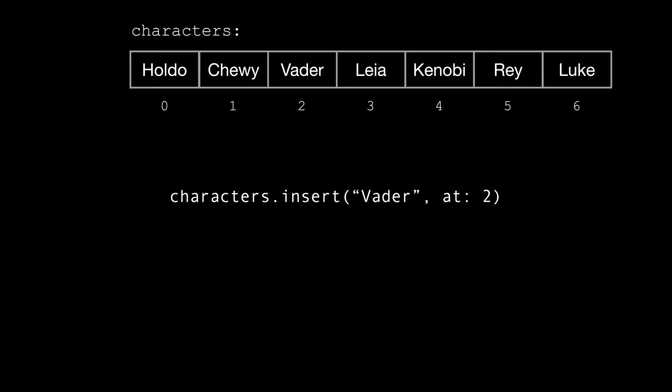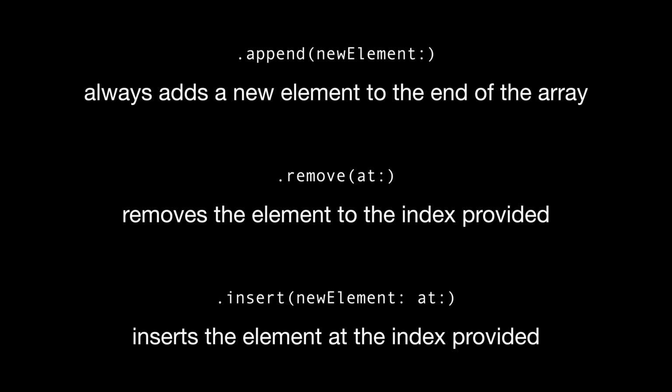Okay, so just to review here, .append adds a new element to the end of an array. .remove at some index will delete the element at the index that you give it, and that's going to make a shorter array, one shorter. And insert some new element at a different index will put the new element at whatever index you provide.